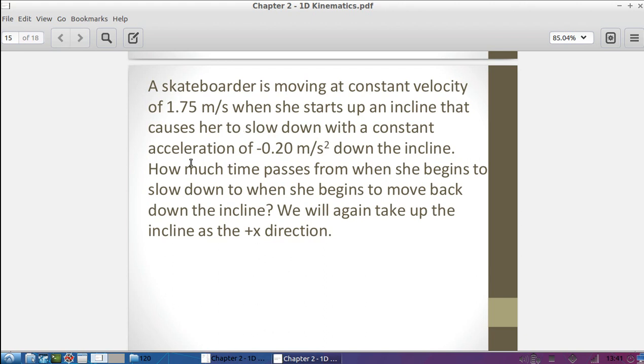Problem tells me she's slowing down. That's good news. Okay, so I'm going to have an initial velocity as soon as she hits the incline. She's got an initial velocity of 1.75 meters per second. She hits the incline, starts slowing down, 0.2 meters per second squared down the incline. So we're looking for a time interval, right? We're looking for a t. How much time passes from when she begins to slow down to when she begins to move back down the incline? That's kind of an odd question, so we got to look at that. Again, we're going to take up the hill as the positive x direction.